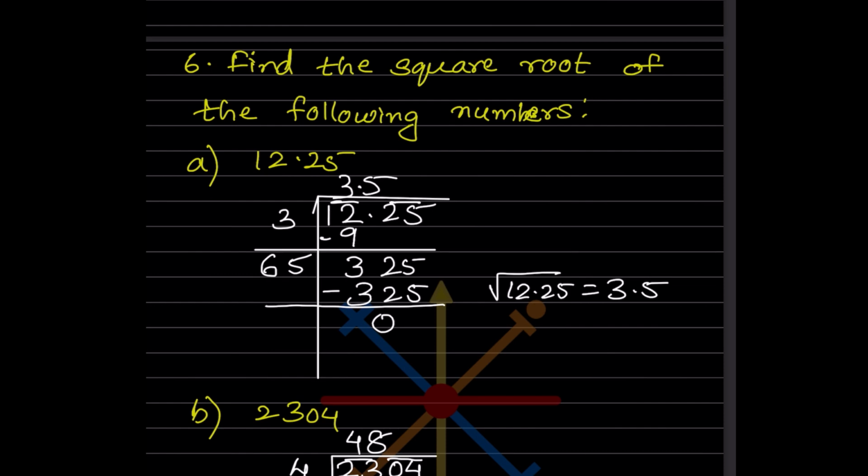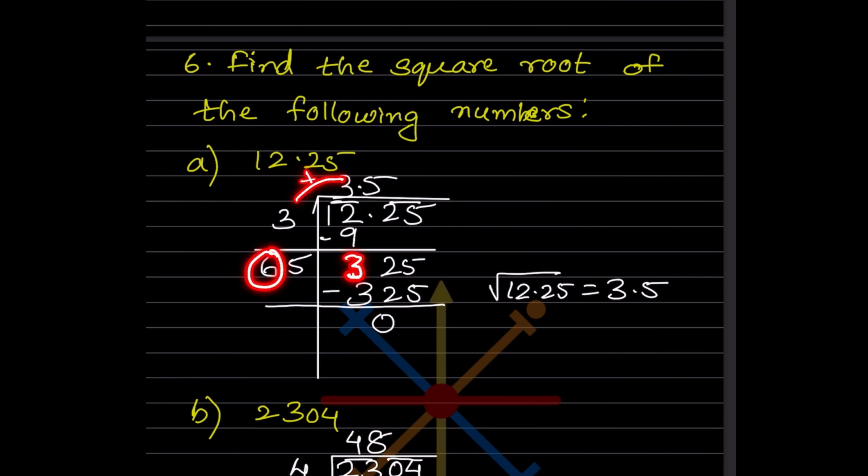Whenever we have a decimal, first we don't have to think about the decimal point. Let us think of it as a number without a decimal, that will be 1225. Now we have to find the square root of it. We always pair from this side, this and this one. Let us take this 12. 3 threes are 9, because 4 fours are 16. So 3 plus 3 is 6, and the remainder is 3.